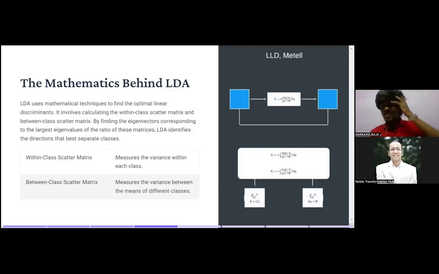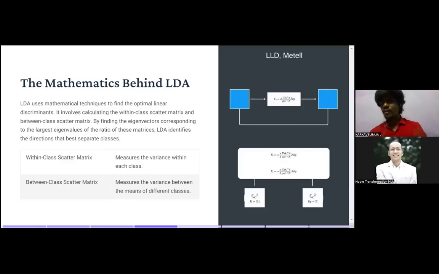I'm explaining in simple terms so that you understand the black box behind LDA. When we move on to the coding session, you shouldn't wonder why we use only two lines of code. Just understand this: the within-class scatter matrix measures the variance within a single class. The between-class scatter matrix measures the variance between the data points of two different classes. That's it.